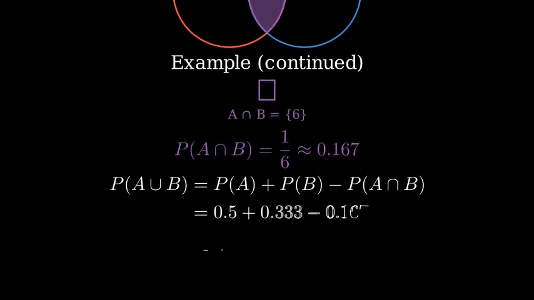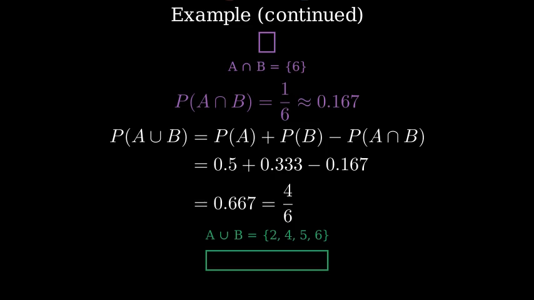Using the general addition rule, we get P of A union B equals P of A plus P of B minus P of A intersection B, which is 0.5 plus 0.333 minus 0.167, which equals 0.667, or 4/6. Indeed, the outcomes that satisfy either even or 5 or 6 are 2, 4, 5, and 6. That's 4 out of 6 possible outcomes.